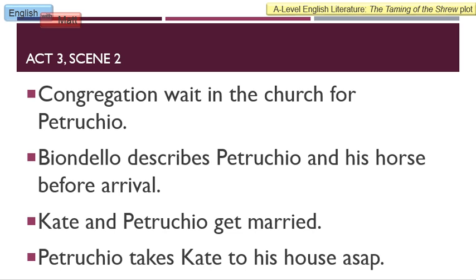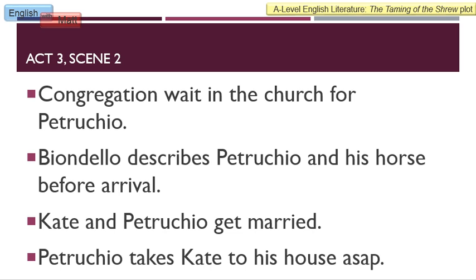Kate runs off the stage humiliated, and in her absence, Biondello enters and, in a farcical and quite quick way, describes Petruchio and his horse before they actually arrive on stage. Petruchio is described as wearing lots of ridiculous rags, almost like dressing up as a clown character, and the horse has pretty much got everything wrong with it under the sun. It's not a heroic stallion that you would expect. It is pretty old and diseased.